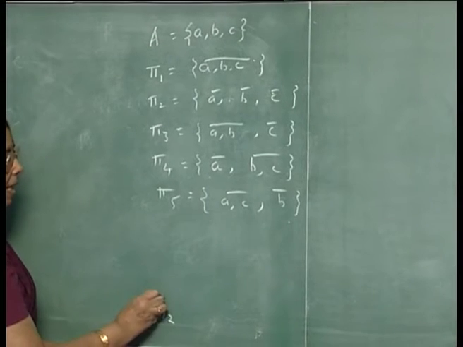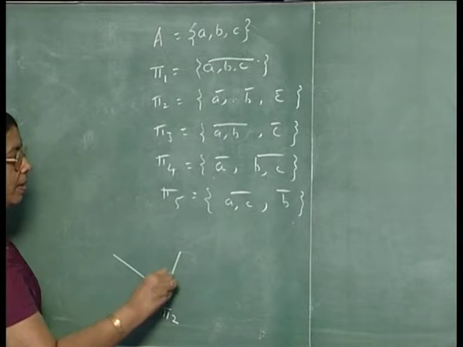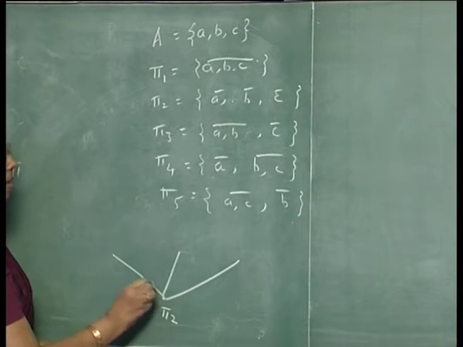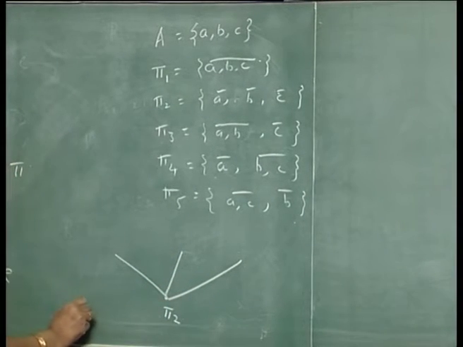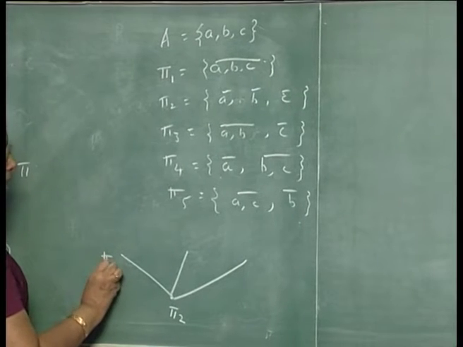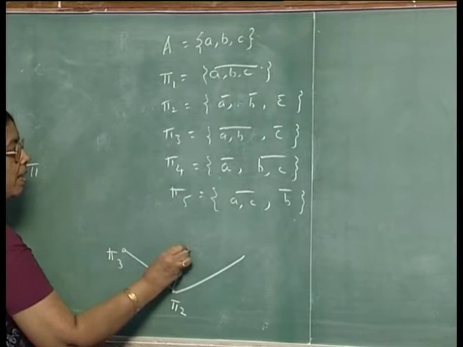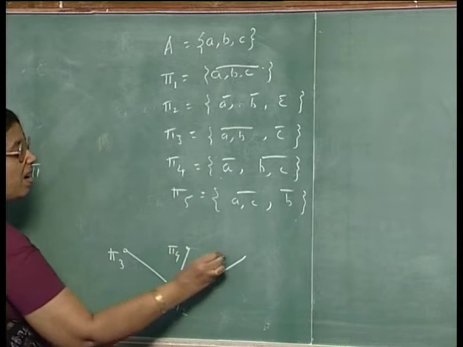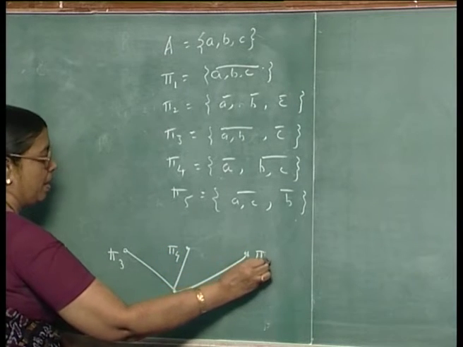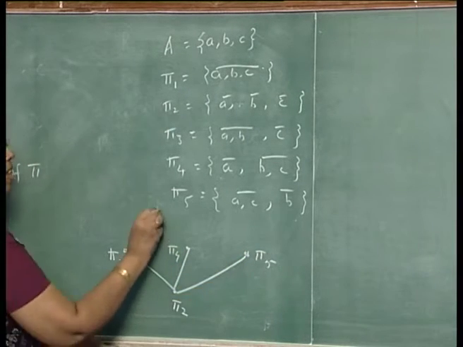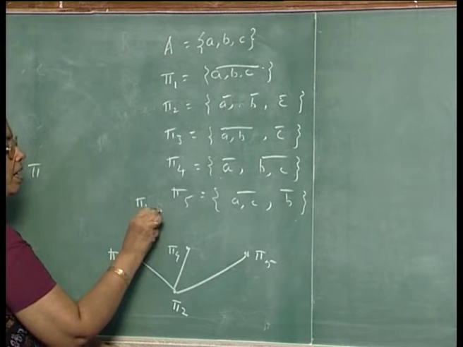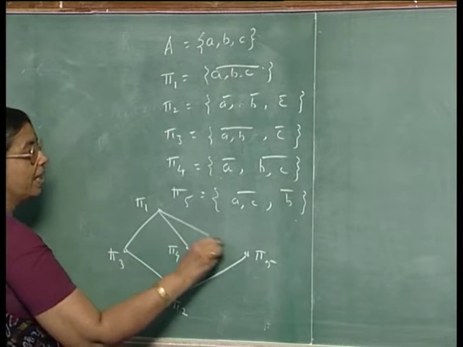Pi 2 will be the lowest one, or the least element, you can say. Pi 3, pi 4, and pi 5, and pi 1 is refined by everything.